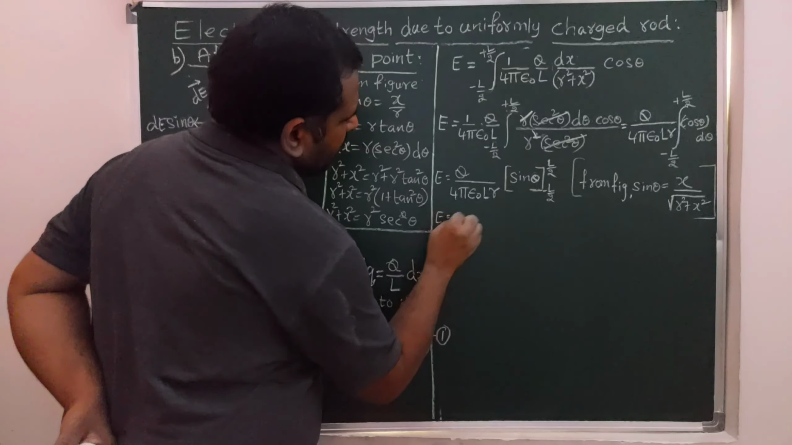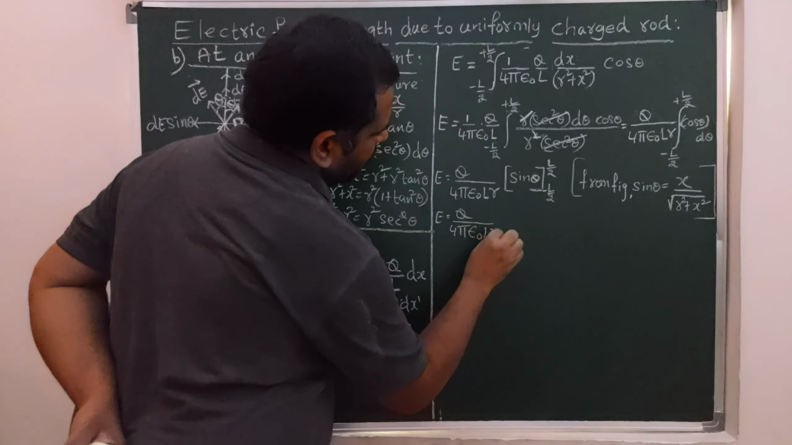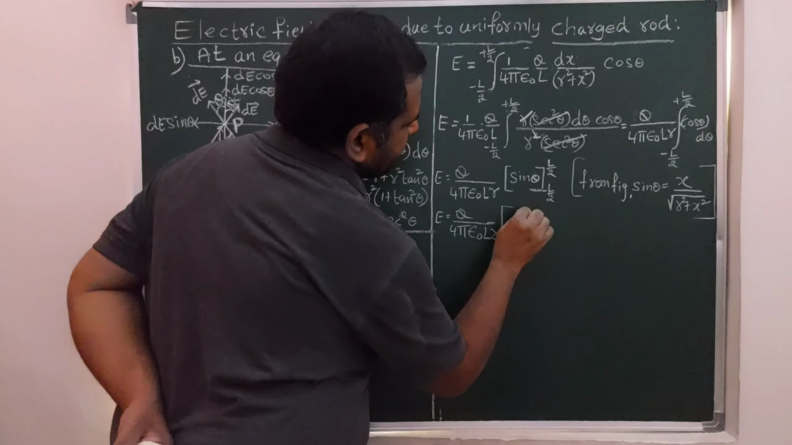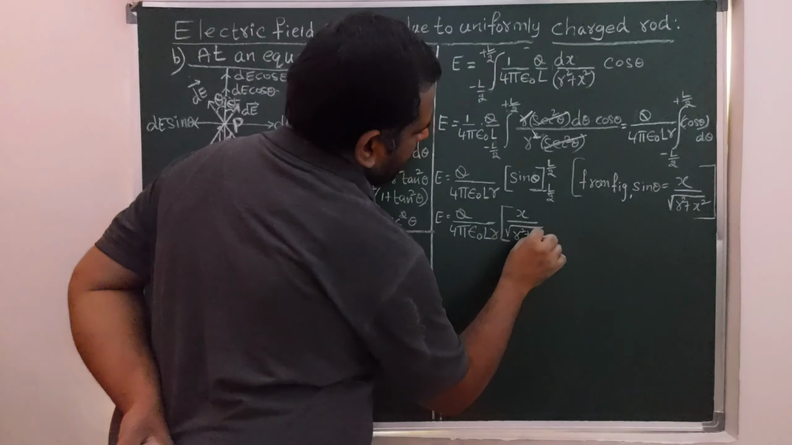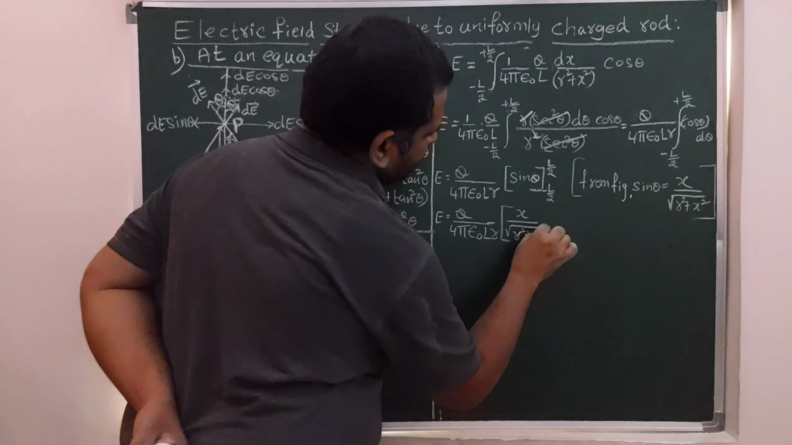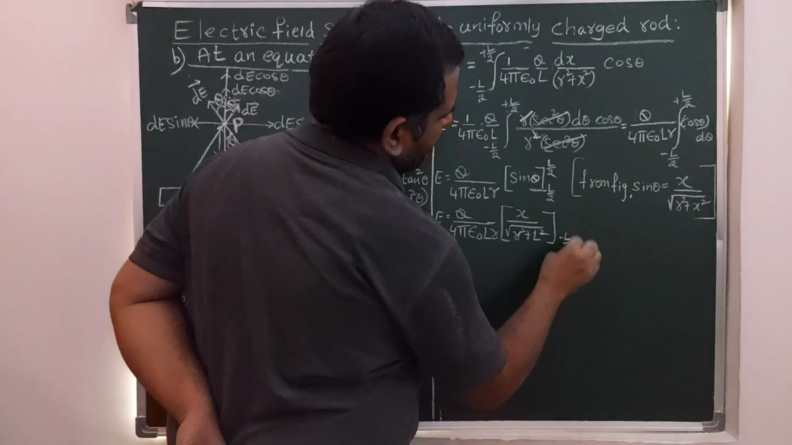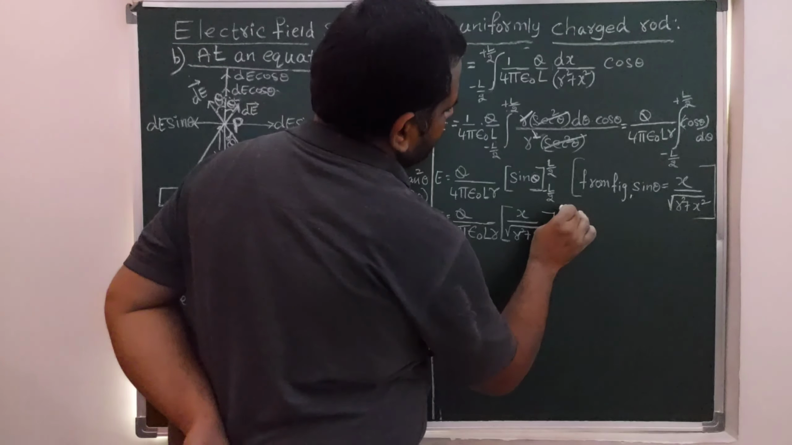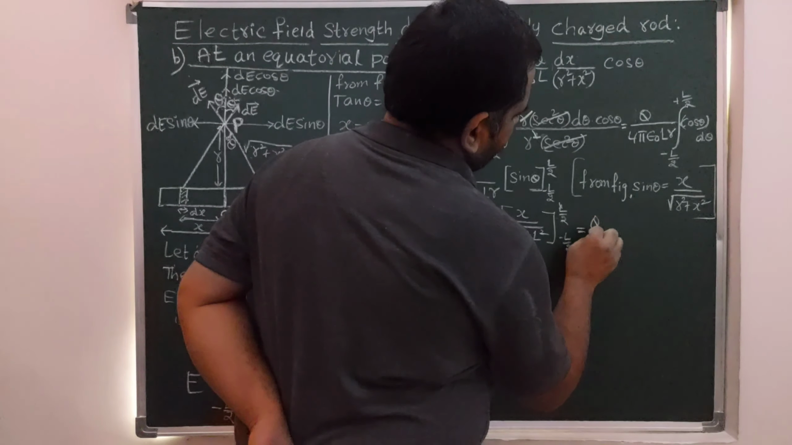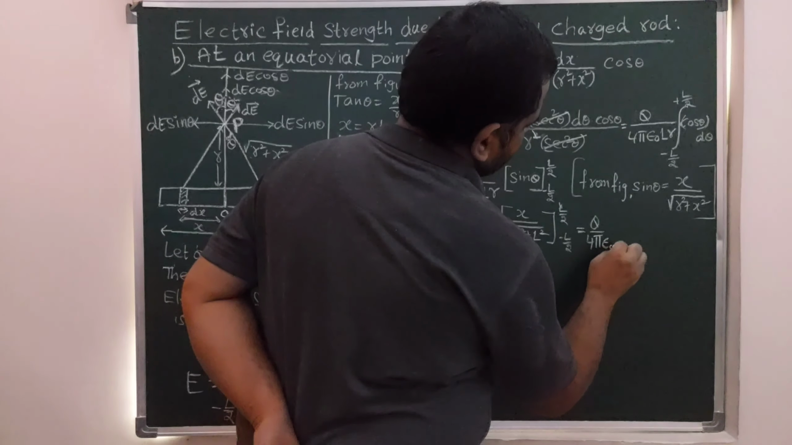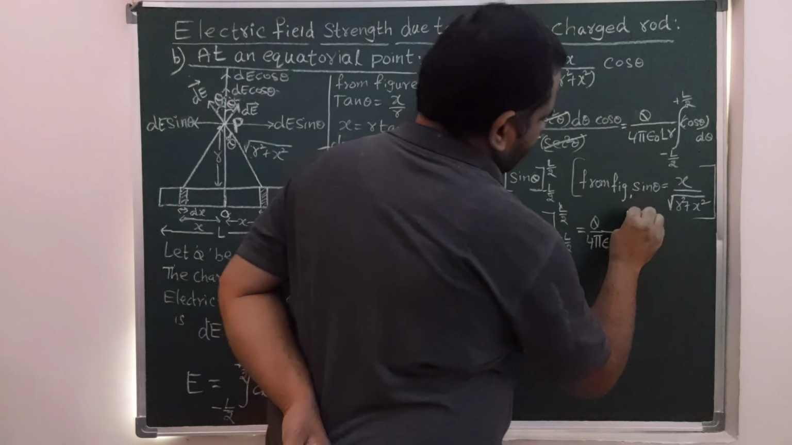Then E is equal to Q by 4 pi epsilon naught into L into R, and in place of sin theta, x divided by under root r square plus x square. Okay, the limits are from minus L by 2 to plus L by 2. Now substitute the limits, L by 2, minus L by 2 to plus L by 2. Now write the first upper limit.